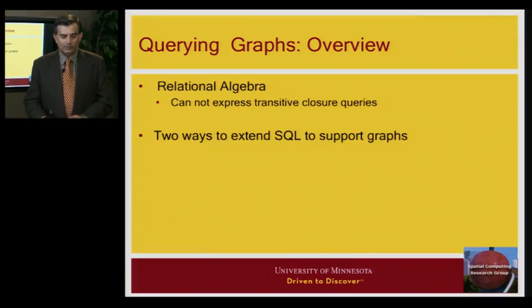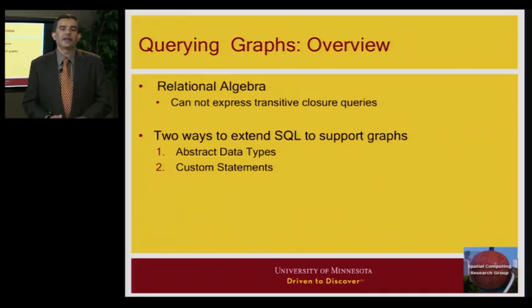So, we need to extend SQL to support graph queries such as shortest path, and there are two broad ways to do that. One could use abstract data types in SQL3, very much like the OGIS data types, points, polygons, etc. we used for spatial querying. One could define graphs and paths, vertices, edges, and so on. The other approach is to add custom statements in SQL, and we will start from there first.